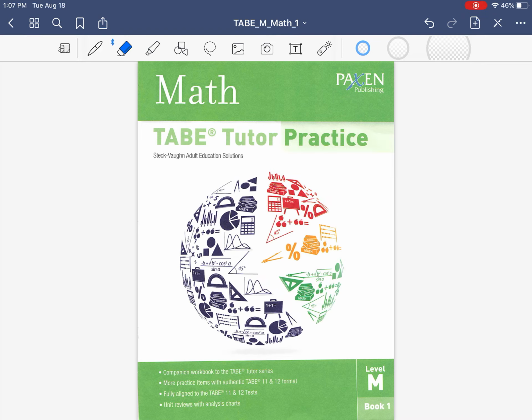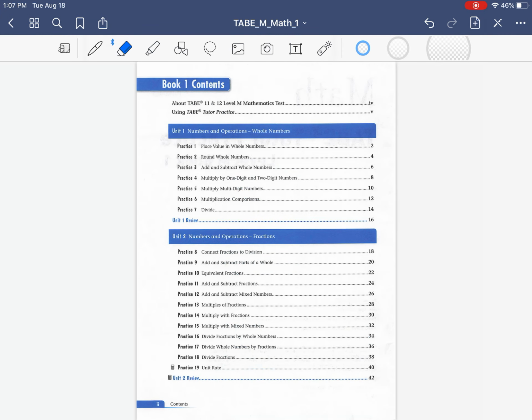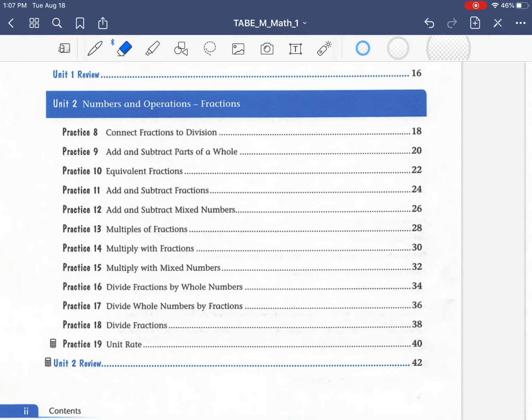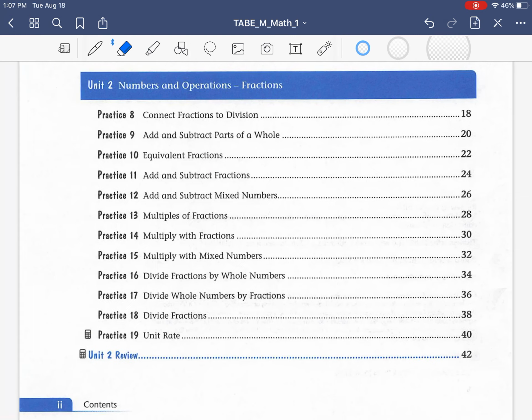In this video, we are looking at fractions. We are beginning Unit 2 in this workbook. This is the Math TABE Tutor Practice, Book 1, and we're up to Unit 2. So you can see in the table of contents, the Unit 2 section.